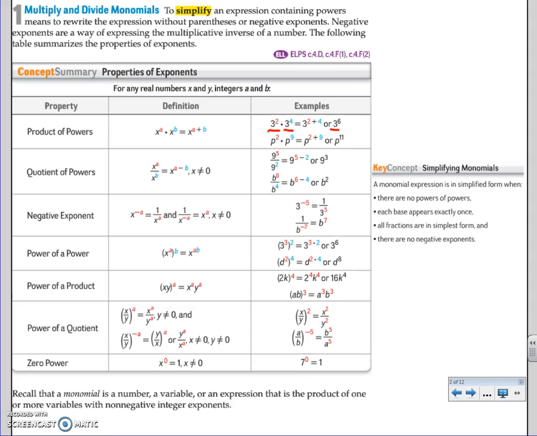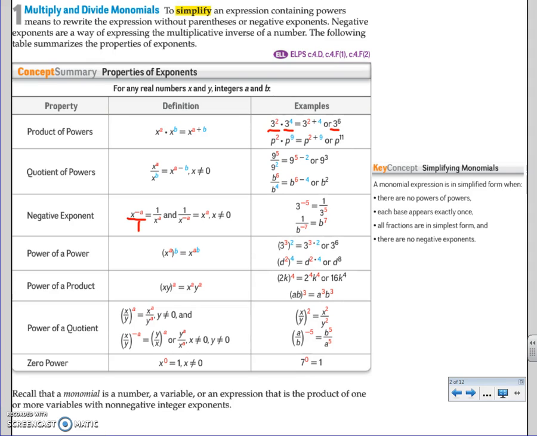Quotient of powers: if you're dividing two things with the same base, you just subtract the exponents. So 9 to the 5th divided by 9 squared is really just 9 cubed, because 5 minus 2 is 3. Negative exponents, we can't have that. We have to switch that over to a fraction. So what they did here is they divided this by 1 and they flipped it. So they put 1 on top and x to the a power on the bottom.